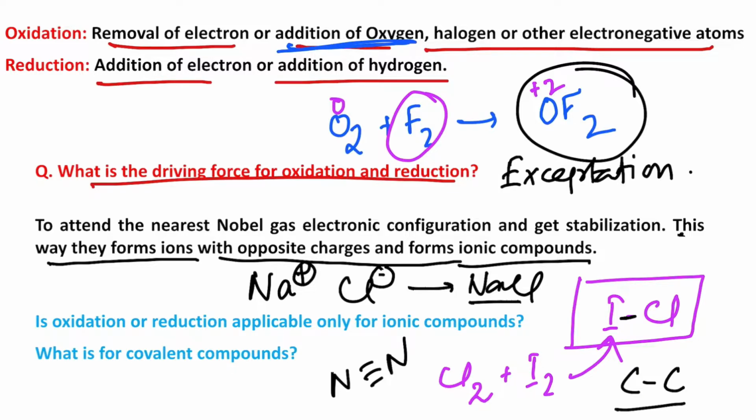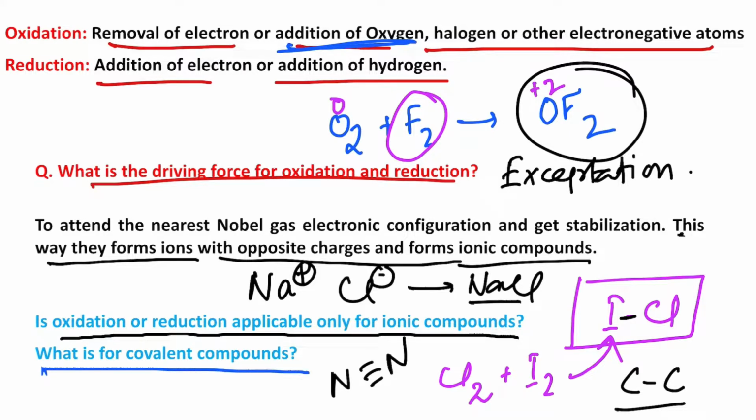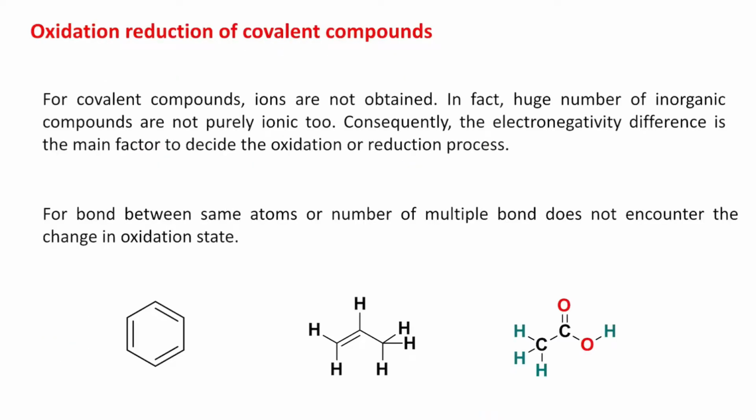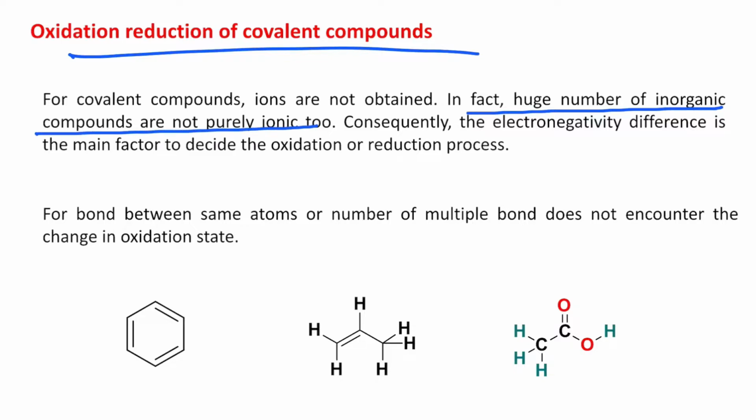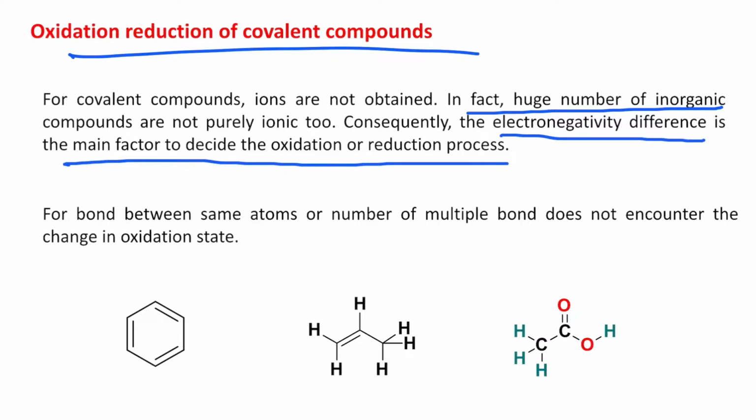Now, the question is, is oxidation or reduction applicable only for ionic compounds? Because I am giving examples of ionic compounds. What about covalent compounds? Because we know there are more covalent compounds compared to ionic compounds. How to calculate those? So now, oxidation reduction in covalent compounds. Actually, for covalent compounds, ions are not obtained directly. In fact, a huge number of inorganic compounds are not purely ionic too. That's the interesting point, student. Consequently, the electronegativity difference is the main factor to decide the oxidation and reduction process.